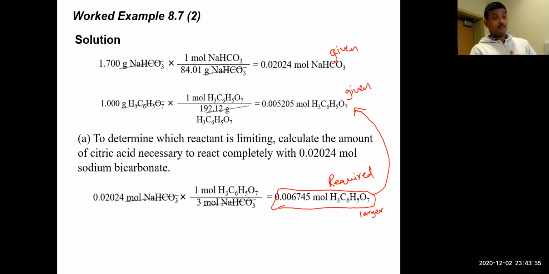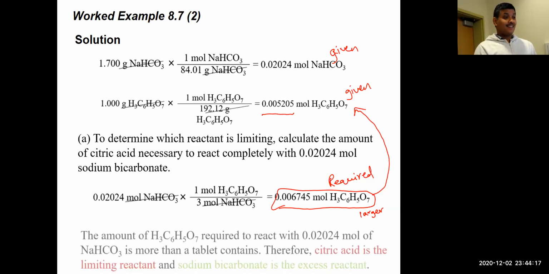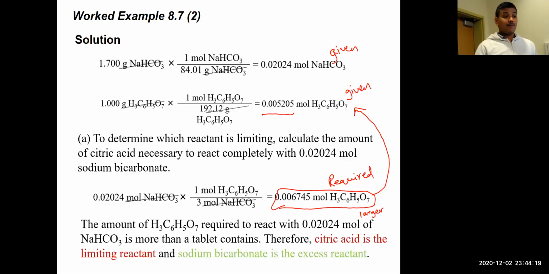You just compare. So according to sodium bicarbonate moles, you need 0.00675 moles of citric acid, but you only have 0.005205 moles of citric acid. You have less than what is required to react completely with sodium bicarbonate. So citric acid is your limiting reactant, and automatically sodium bicarbonate is going to be your excess reactant.